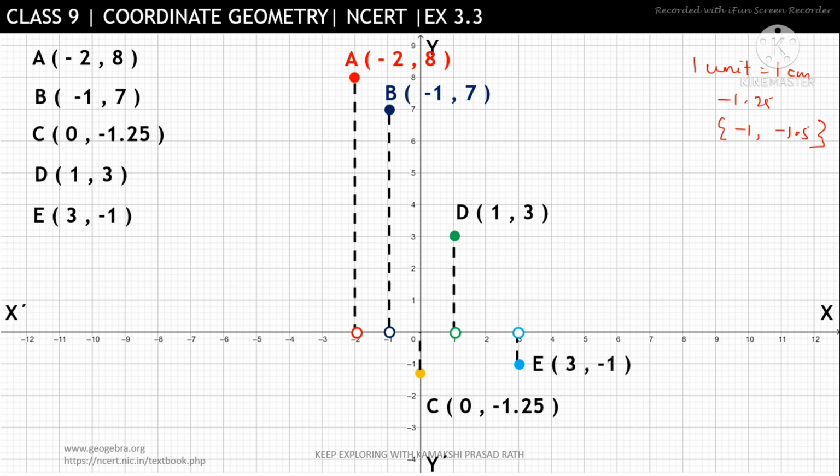So here we say that first we move towards the x, that is positive x or negative x. After that, perpendicularly we will move towards the positive y or negative y according to the coordinates the point has.